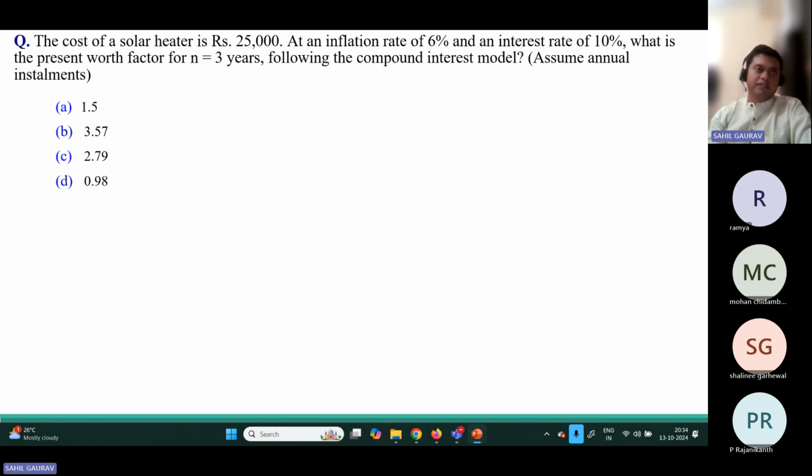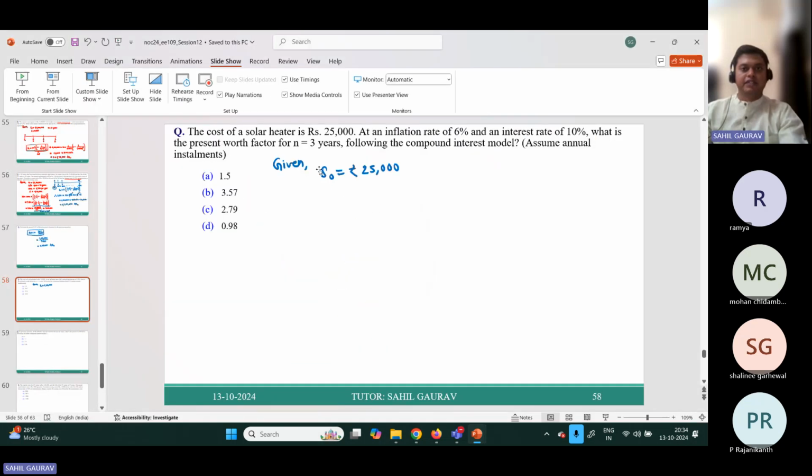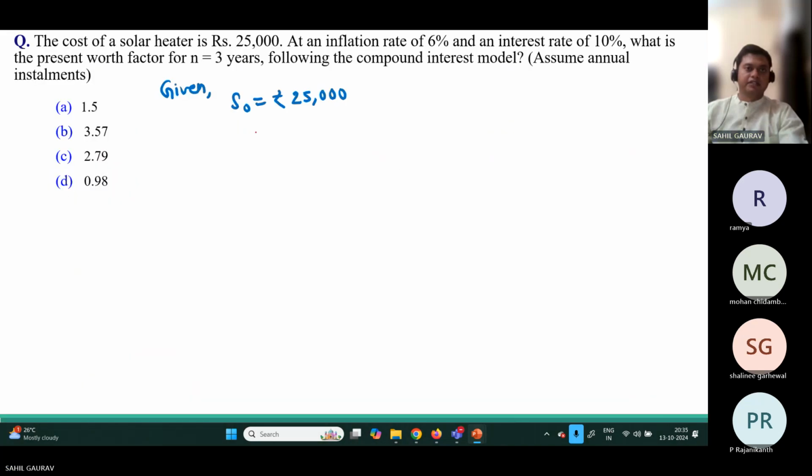Now let us see the next problem. In the next problem, the cost of the solar heater, S note, is rupees 25,000, with an inflation rate of 6%, so the inflation rate is 0.06, and the interest rate is 0.1.